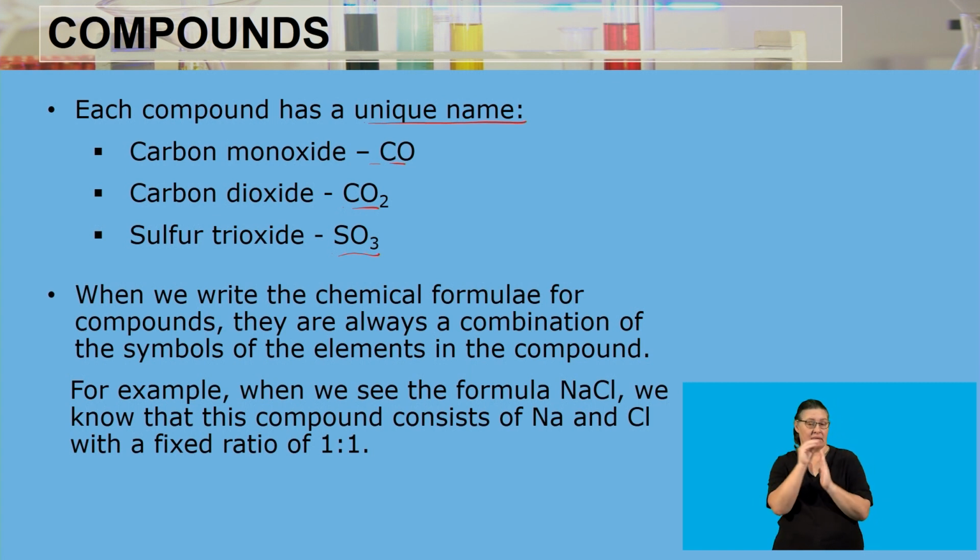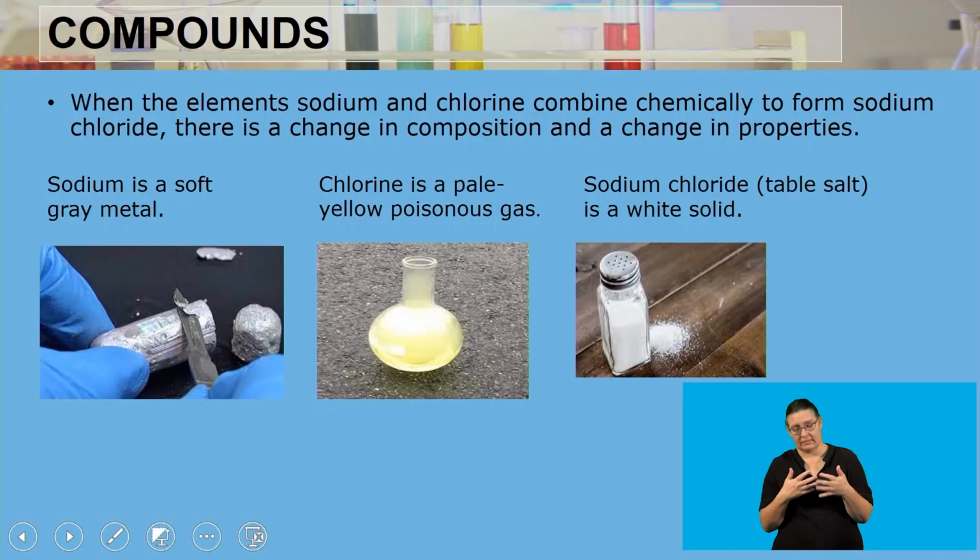Now, when we write the chemical formulae of these compounds, they always are a combination of the symbols of the elements in the compound. So the elements that are going to bond and form a compound, we are going to take those symbols of those elements, combine them, and form a compound. However, remember that they must be in a certain ratio, a fixed ratio for a particular compound.